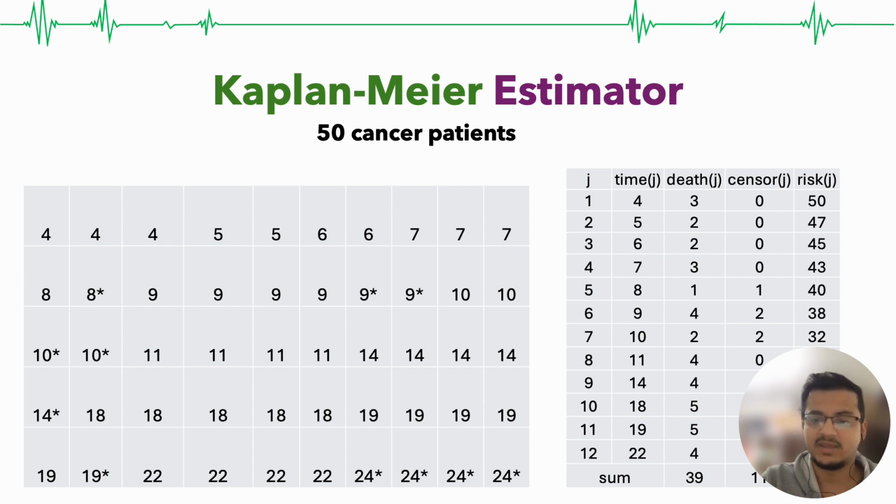Similarly, in time 8, 4 deaths were recorded and 2 were censored. So we have 38 minus 6 equals 32 lives at risk. Now we are ready to use this table to create our survival model.